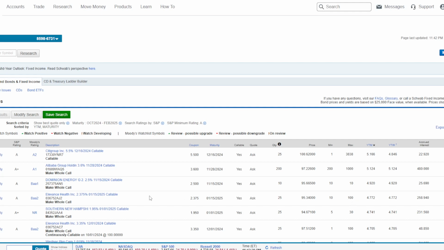And then we go down to a discount bond, the next one, right under it, 3.6% from Alibaba Group. You see it's a 3.6% coupon rate, but the yield to maturity is at 5.124, and that's because this one's trading at a pretty steep discount, 97.22.